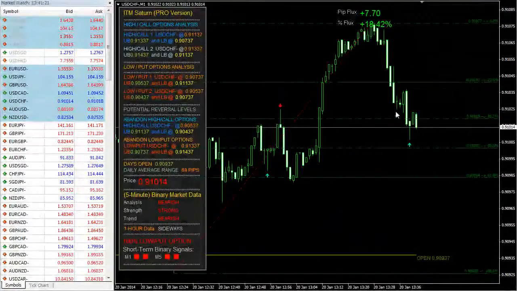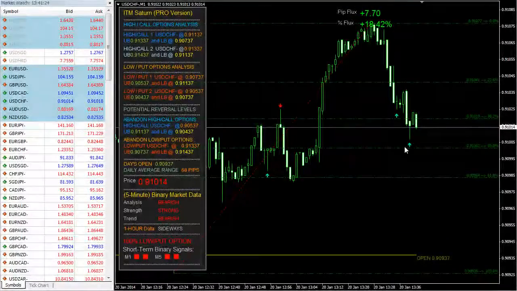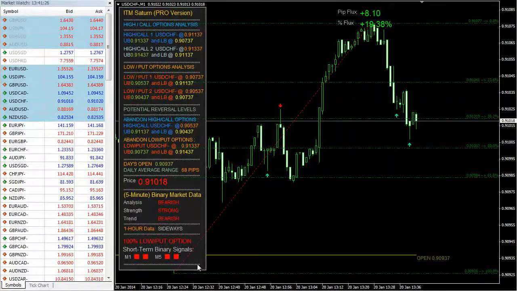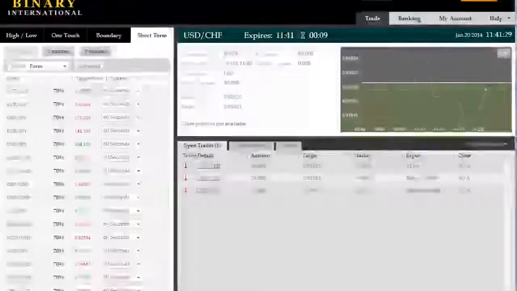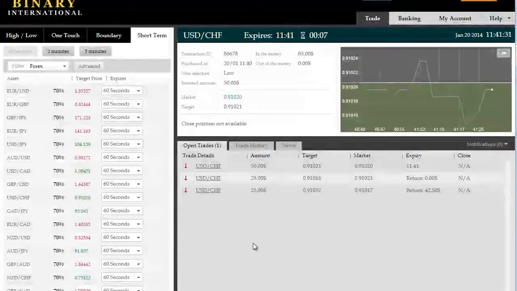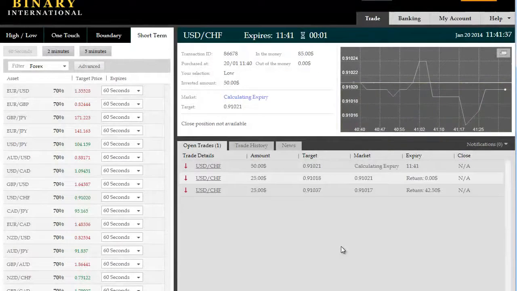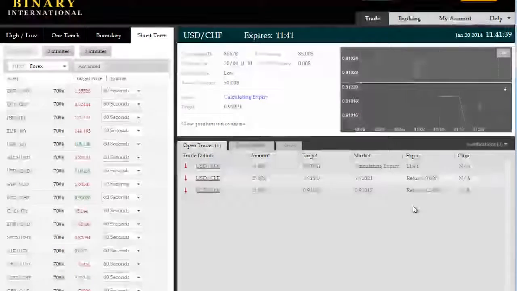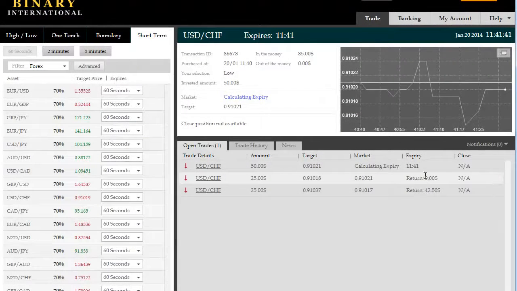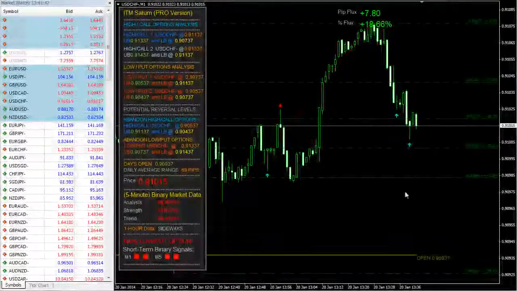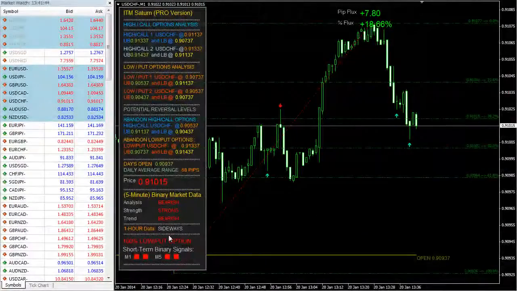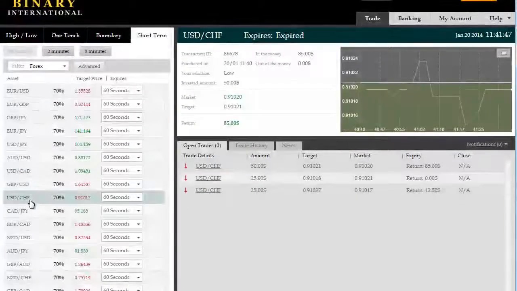100% low put option probability, so we're going to probably end up profiting on this move as well. Let's quickly go back to the screen to see what's going on, and we're comfortably in the money again. We have another 6 seconds to expiry before this trade finishes in the money, giving us an $85 profit on a $50 investment, making the net return $35.